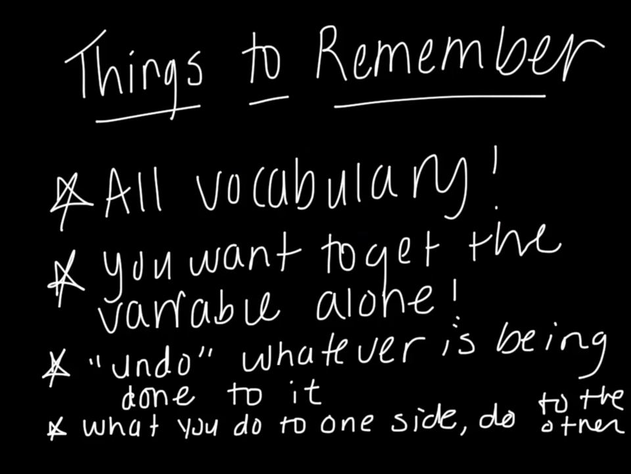Okay, things to remember for this lesson. All vocabulary. It is extremely important that you are able to identify the different parts of an expression and an equation. You also want to remember when solving an equation, you want to get the variable alone. And to do that, you look for whatever is being done to the variable and undo that. And lastly, what you do to one side, you must do to the other side of an equation.